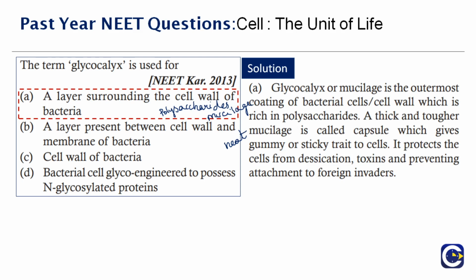It is a layer surrounding the cell wall of the bacteria, an extra covering that gives the bacteria more protection, especially from desiccation, toxins, and any foreign material, so that it doesn't get adhered to the bacteria and destroy it. So this is also called mucilage, which means a viscous fluid, sticky in nature.